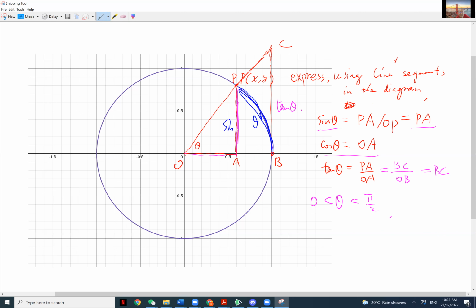So based on this picture, we have something. This is sine theta. Sine theta is less than theta, which is less than tan theta. And this is cos theta. For this big diagram, you have sine squared theta plus cos squared theta equals 1, because this is 1. Pythagoras. Okay.